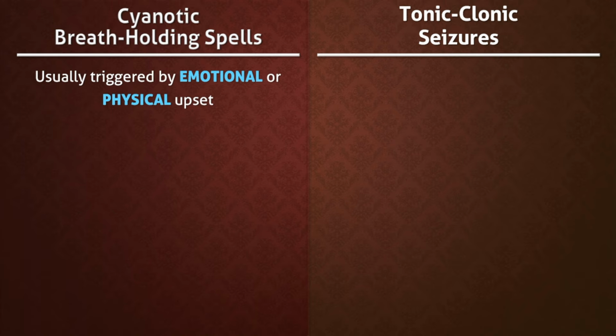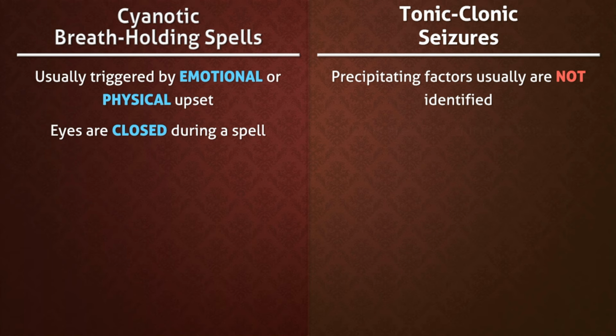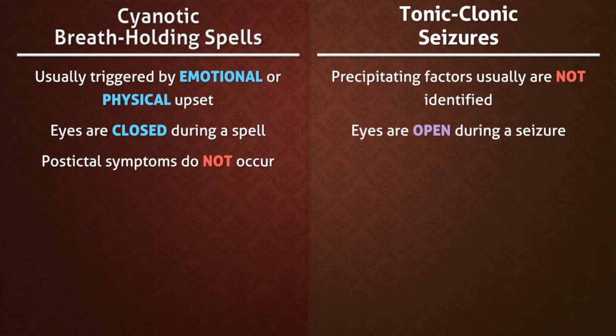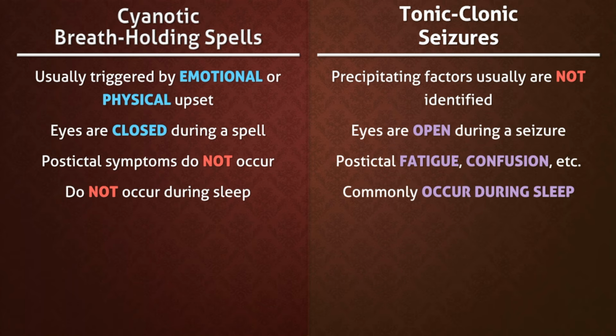Cyanotic breath-holding spells are usually triggered by emotional or physical upset, while with tonic-clonic seizures, a precipitating factor is not usually identified. The eyes are closed during a breath-holding spell, but are open during a tonic-clonic seizure. Postictal symptoms do not occur following a breath-holding spell, whereas following a tonic-clonic seizure, the patient often experiences fatigue, confusion, and other symptoms. Breath-holding spells do not occur during sleep, whereas tonic-clonic seizures commonly do.